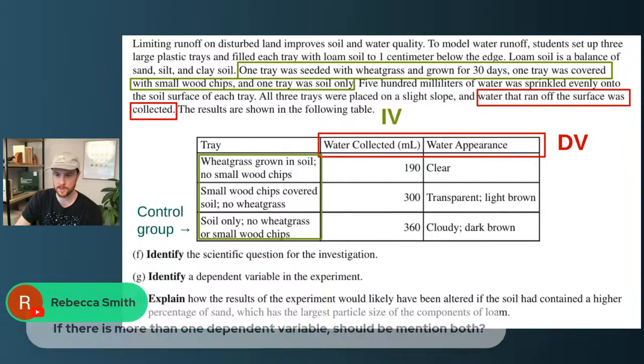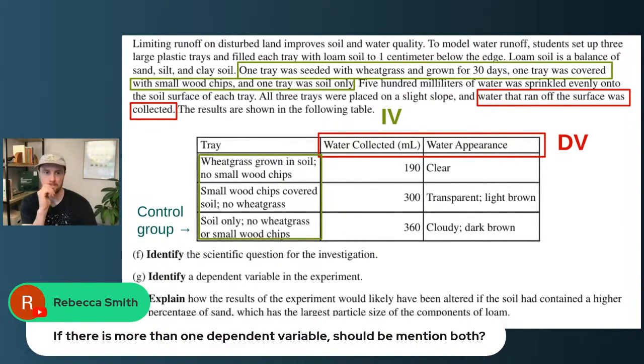Really good question from Rebecca here. Pick one. They're only going to accept your first answer. If you list numerous, they're only going to take your first answer. Sometimes there's a distractor variable in there. Like at the beginning, they'll say limiting runoff on disturbed land improves soil and water quality. So you might be tempted to say, oh, it's water quality because they said it at the beginning. But you need to keep reading and really look for the specific dependent variable that's being measured.